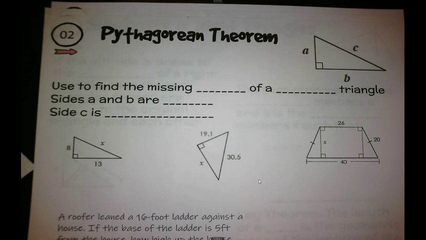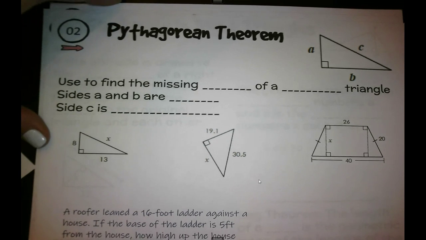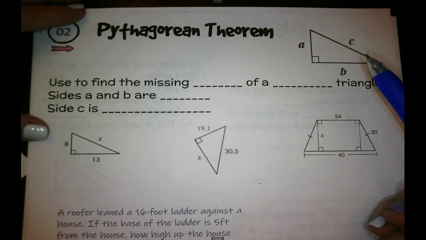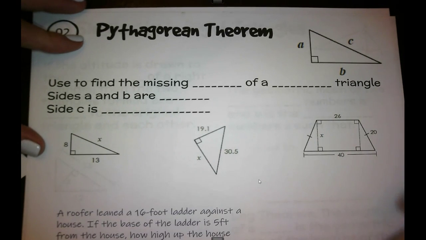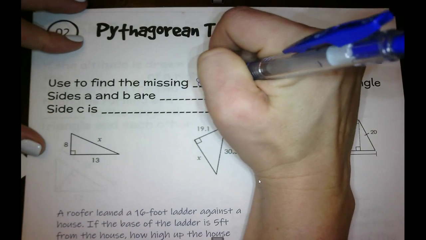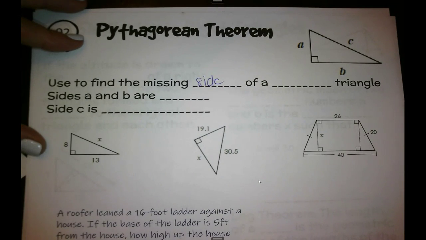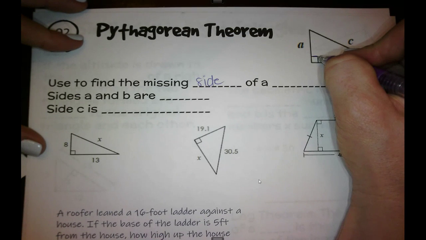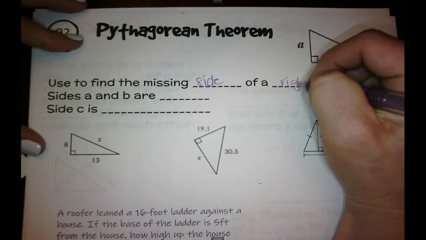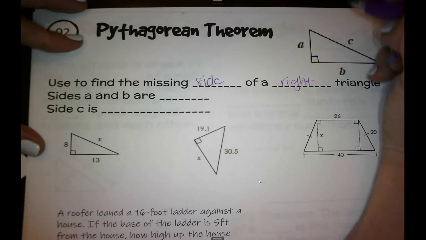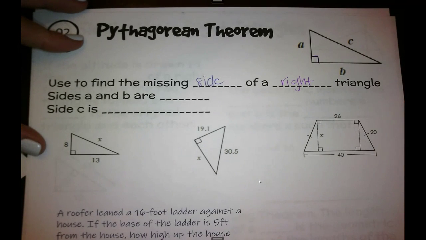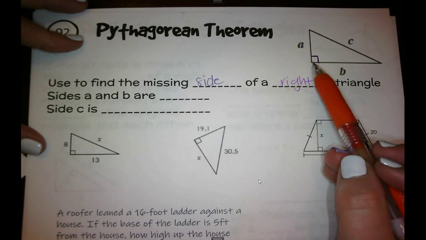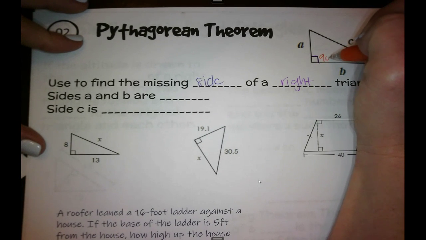Pythagorean theorem. We know what that is, but let's review it real quick. So we know that the Pythagorean theorem is used to find any missing side of what kind of triangle? A right triangle. And remember, we know that it's a right triangle because it will be marked with a little square in one of the angles. That means that that is 90 degrees.